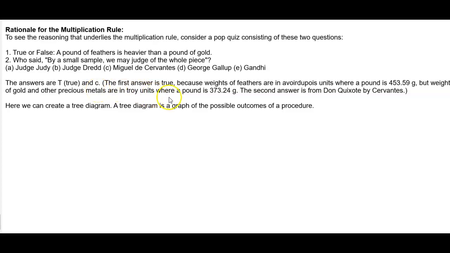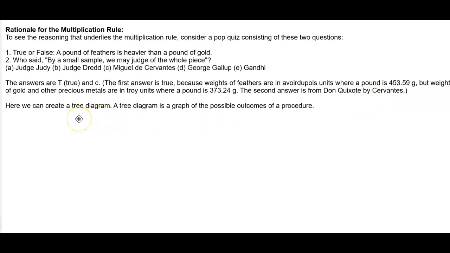Now, the first answer is true because weights of feathers are an avoirdupois unit, where a pound is 453.59 grams. But weights of gold and other precious metals are in troy units, where a pound is 373.24 grams. The second answer is from Don Quixote by Cervantes.